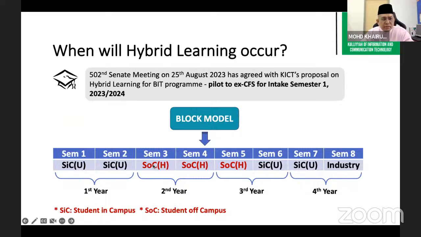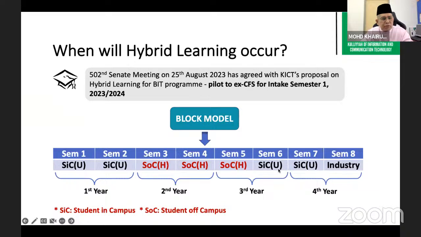After that, semester 3, semester 4, and semester 5. For these 3 semesters you are allowed to be outside the campus. It doesn't matter, maybe you are at home, maybe somewhere else, or maybe you are in the campus, for example in your residential college, and you can be online. You are allowed to have this kind of option. So for 3 semesters you'll be out of campus, and after semester 5 you have to come back to the campus.